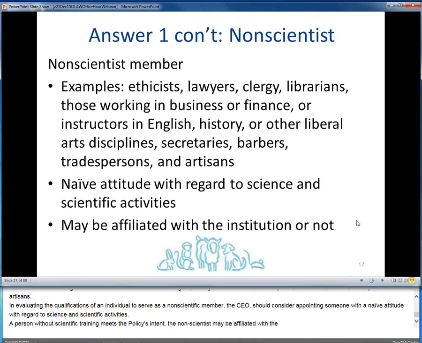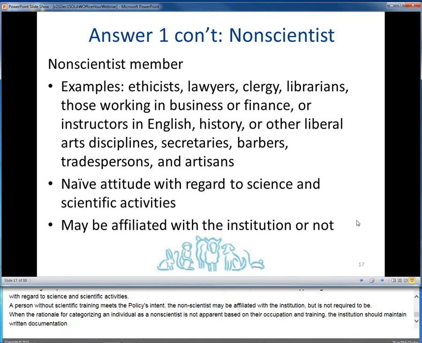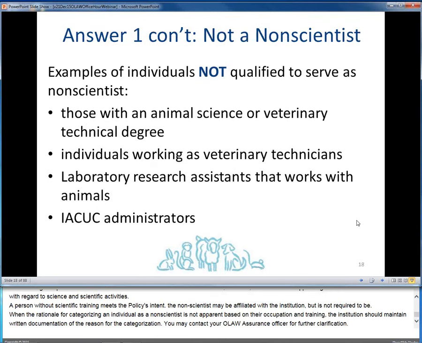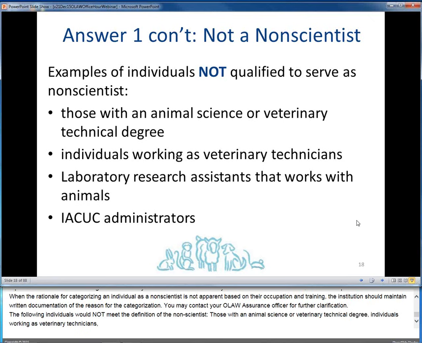When the rationale for categorizing an individual as a non-scientist is not apparent based on their occupation and training, the institution should maintain written documentation of the reason for the categorization. You may contact your OLAW assurance officer for further clarification. The following individuals would not meet the definition of non-scientists: those with an animal science or veterinary technical degree, individuals working as veterinary technicians, laboratory research assistants that work with animals, or IACUC administrators.